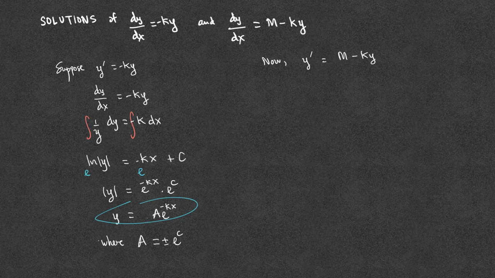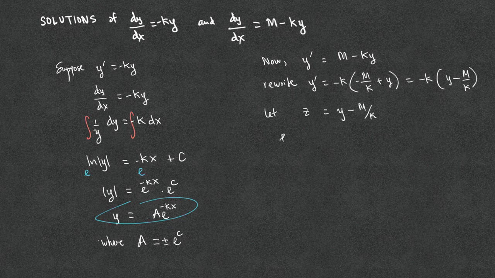Now, if dy/dx equals m minus ky, then we're going to rewrite m minus ky as negative k times minus m over k plus y. So we factor out negative k. This is negative k times y minus m over k. And we let z equals y minus m over k, then dz/dt equals dy/dt, because the derivative of m over k is 0.